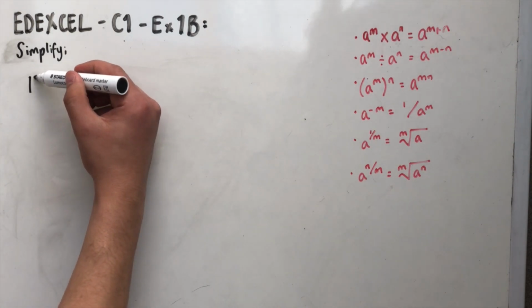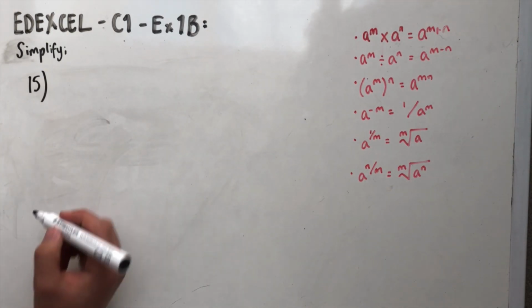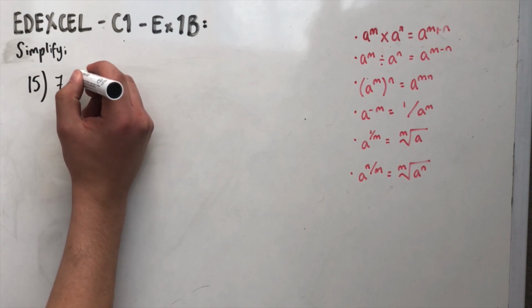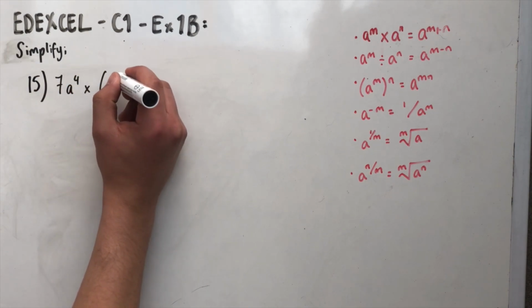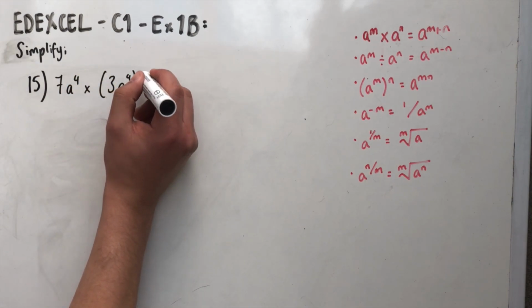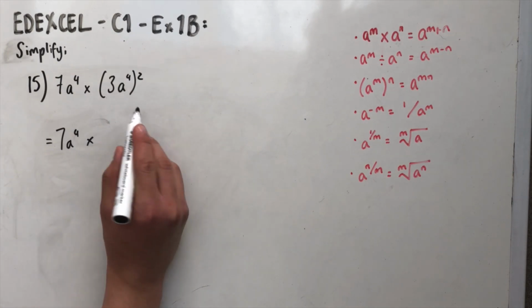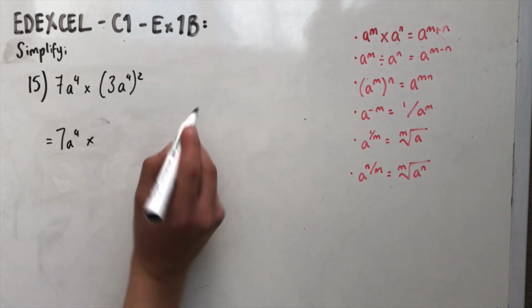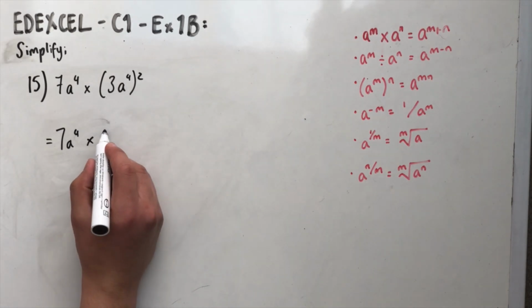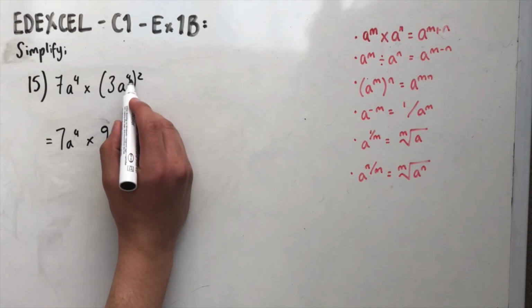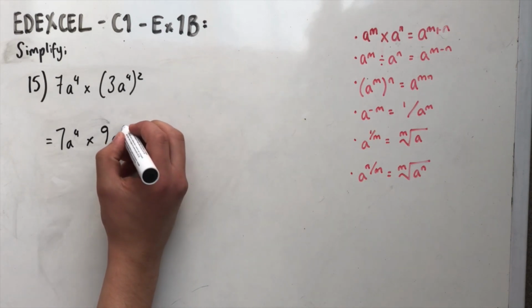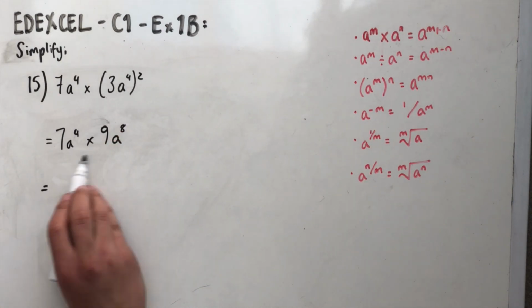Moving on to question 15 now, we have 7a to the power of 4 times open brackets 3a to the power of 4, close brackets, all squared. Now with this one we're going to deal with the brackets first because of BODMAS, so we're going to use the third rule down in our indices rules. First of all we must remember to square the 3 as well because it's inside the bracket, so 3 squared is 9, a to the power of, and we times the indices because it's a bracket, 4 times 2 is 8.